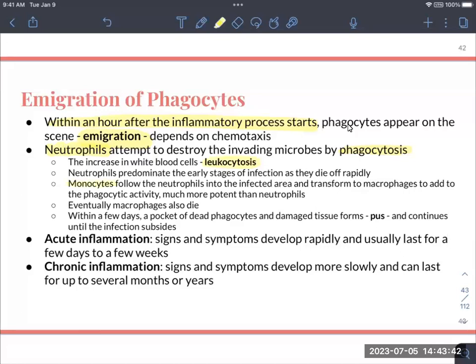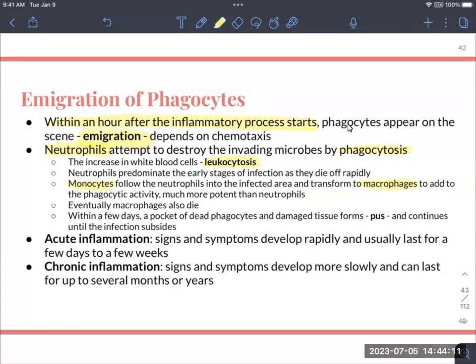Monocytes are the next ones. When they leave that bloodstream, they transform into those macrophages. They help with that phagocytosis. They're more potent. They can kill more things than neutrophils can. Neutrophils start, monocytes come in as macrophages, and they continue. Those macrophages are eventually going to die off.